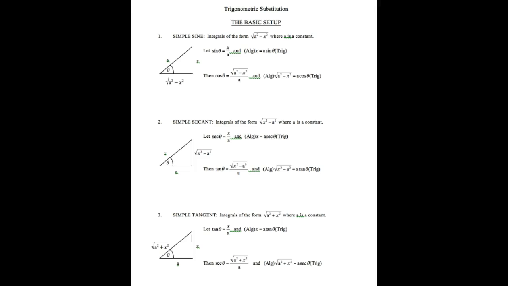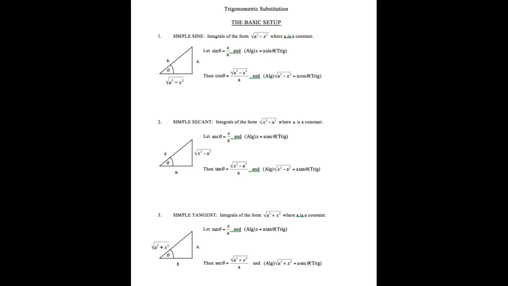So number 2, simple secant. That's when you have an integral with a square root, the square root of x squared minus a squared. So it's the backwards of the simple sine. Then you let the secant be simple, x over a, algebra x equals a secant theta. The sister function for secant is tan, so I build a triangle, make the secant simple, and the tangent of theta ends up being the square root of x squared minus a squared over a. And then algebra, the square root of x squared minus a squared is equal to a tan of theta.